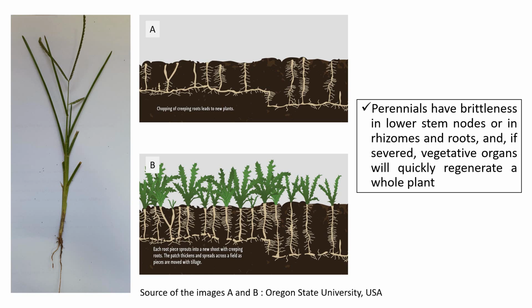Chopping off creeping roots leads to new plants as exhibited in figure A, and each root sprouts into a new shoot with creeping roots. The patch thickens and spreads across a field as pieces are moved with tillage as in figure B. Both pictures are from Oregon State University.